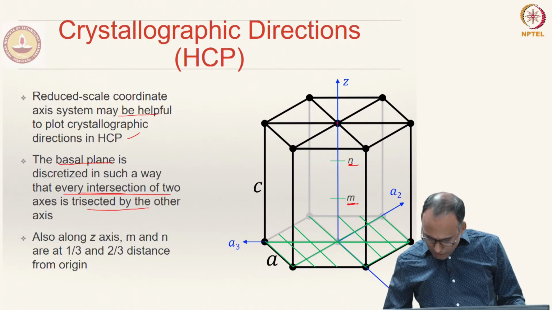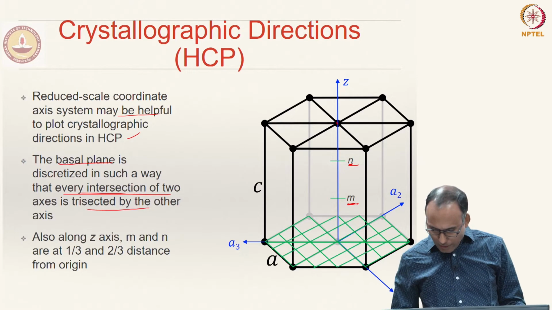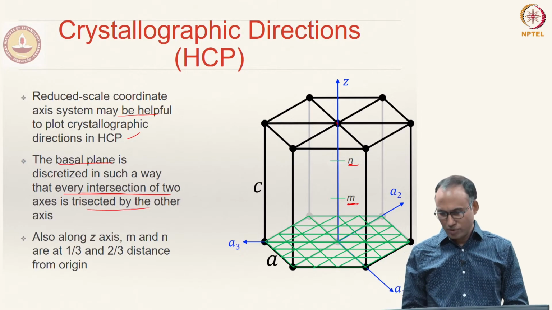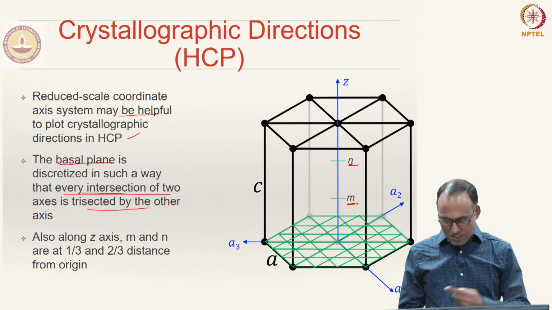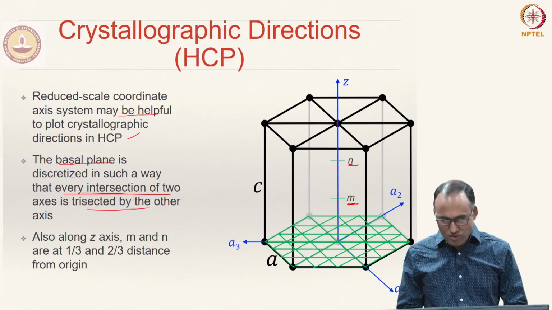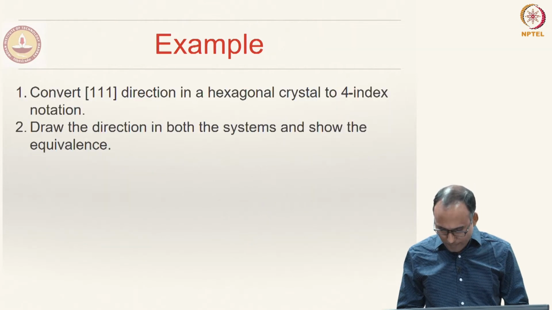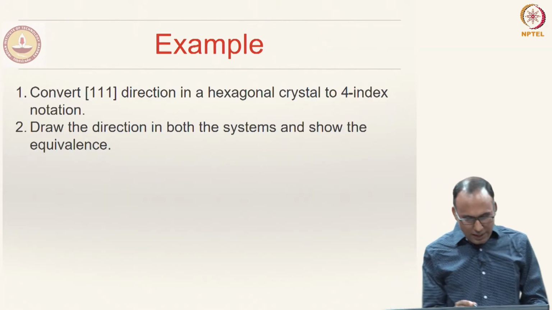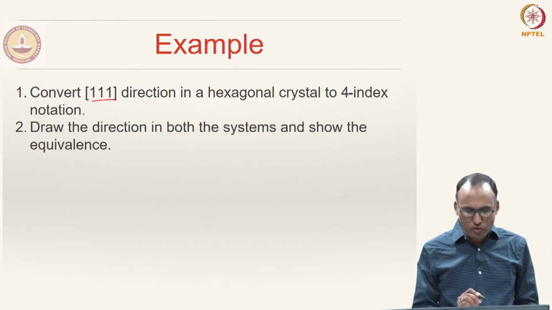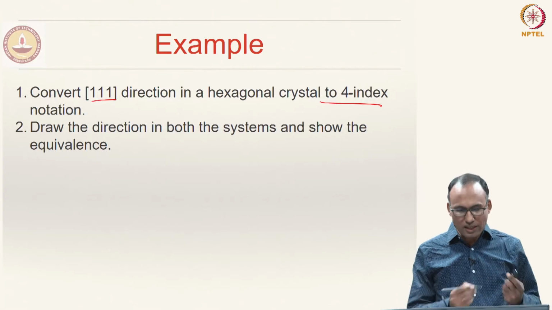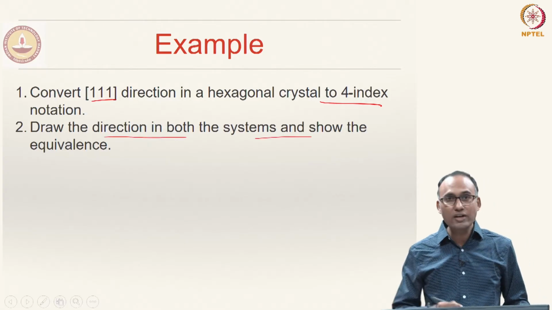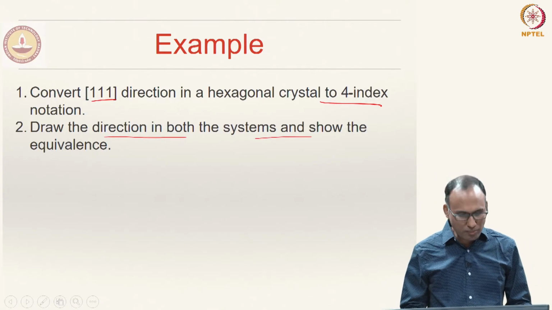So, this is the trisection of the coordinate axis along A2, and that is A1 and A3, right. Now, if you have that, we can see how to use this to represent the crystallographic directions for the hexagonal close packed structure. So, now let us see how to convert the [1 1 1] direction in a hexagonal crystal to 4 index notation, and then draw the direction in both the systems and show the equivalence. That is the problem that we have to do.